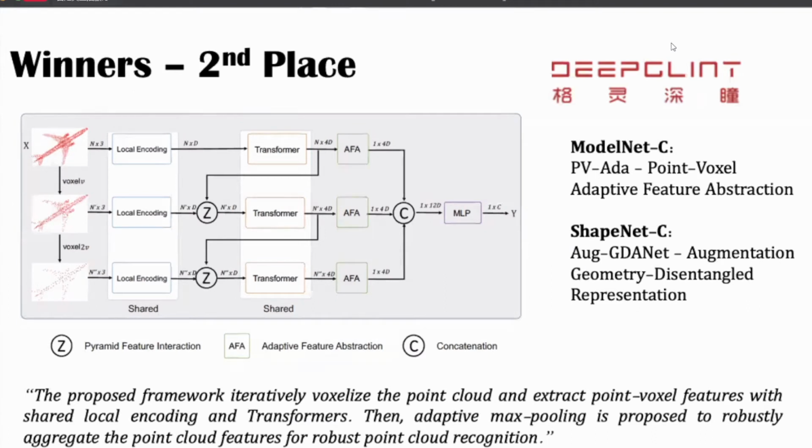So let me rephrase the introduction of their methods. The proposed framework iteratively voxelizes the point cloud and extracts point voxel features with shared local encoding and transformers. Then adaptive max pooling is proposed to robustly aggregate the point cloud features for robust point cloud recognition. And I believe we have the winners online with us in this meeting room.